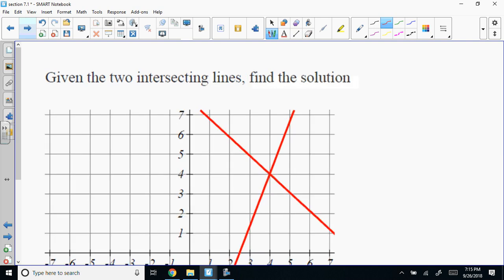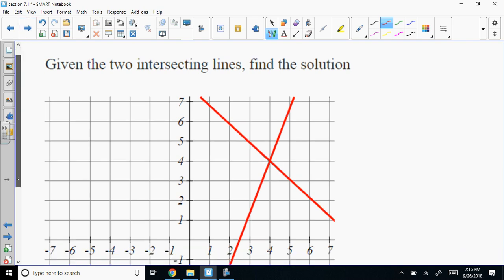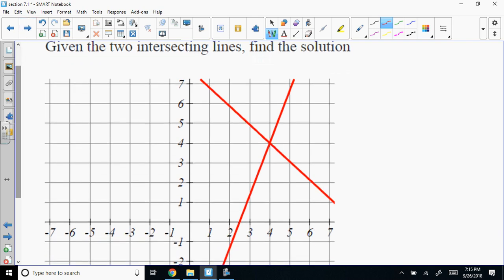All right, given the two intersecting lines, find the solution. Guys, what's the solution for this one? 4 what? Yeah, (4, 4). Over here, up, and there, that's (4, 4), right? All right, any questions on that?